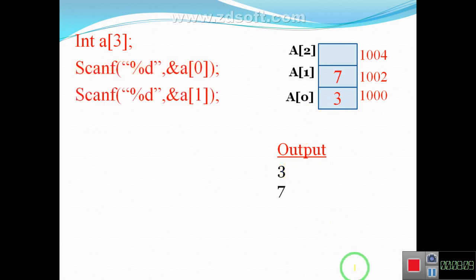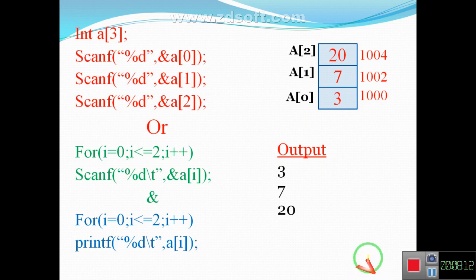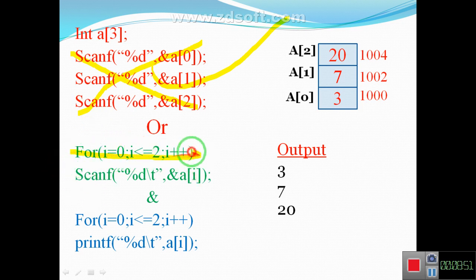Similarly 7, similarly 20. This scanf statement is correct if you are storing 3, 4, 5 up to 10 numbers. But if you want to store n, maybe 1000 or 2000 or 10,000 numbers, we can't write 10,000 scanf statements. So it is not the correct way of writing the program, or of storing the information in your array. If you want to store 1000 or 2000 or more elements in an array, for that we use the for loop.